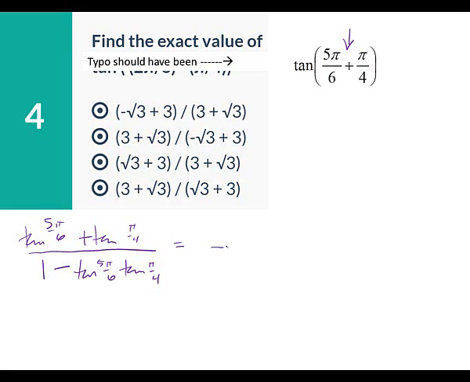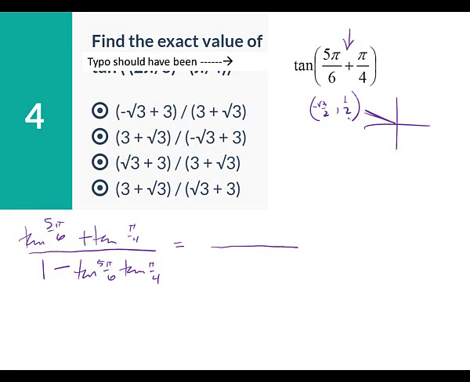All right, now you're using your unit circle. So I want everybody to go to your unit circle. Okay, 5 pi over 6 is this one here. What are the coordinates right there? Don't give me the tangent, give me the coordinates. What are we getting, guys? For 5 pi over 6, what are the coordinates? Good, and what's the other one?